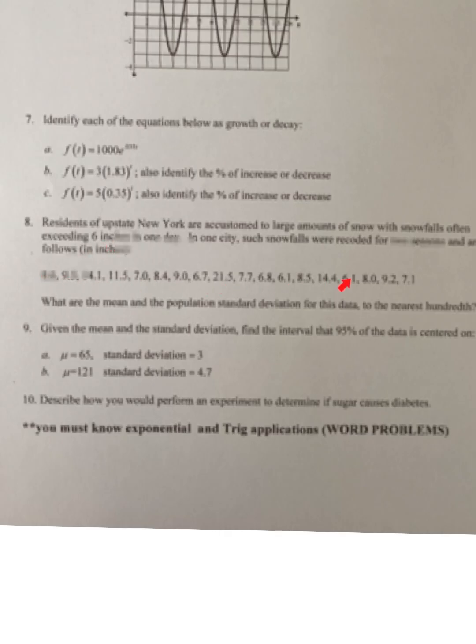So we have this data here. We want the mean and the population standard deviation to the nearest hundredth. This is the one where you plug it into your lists. Go to your lists. We're only going to have 1 list because we don't have a frequency.